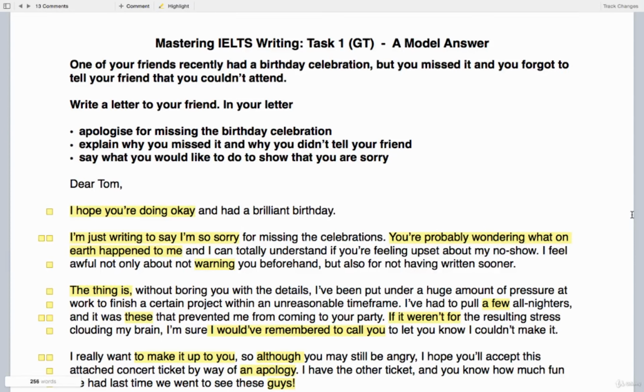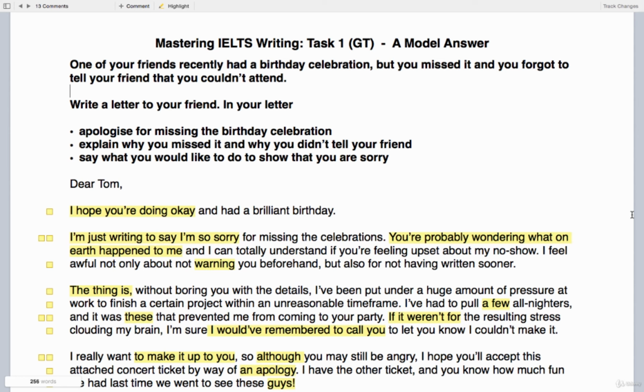Okay, so here we can see our task, so let's go through the task together. One of your friends recently had a birthday celebration, but you missed it and you forgot to tell your friend that you couldn't attend. Write a letter to your friend. In your letter, apologize for missing the birthday celebration, explain why you missed it and why you didn't tell your friend, and say what you would like to do to show that you are sorry.